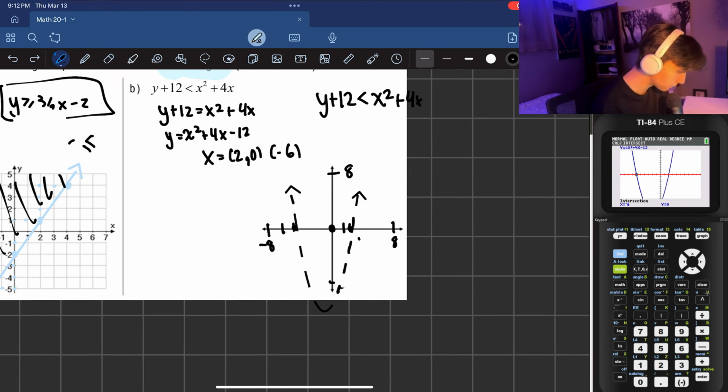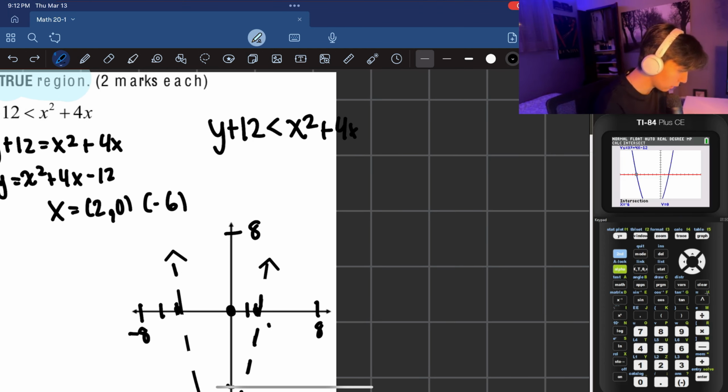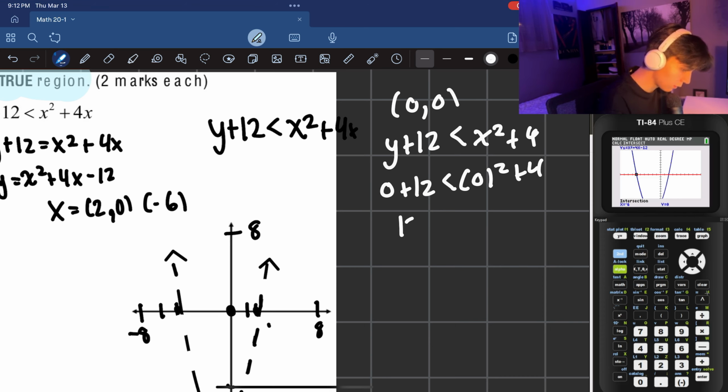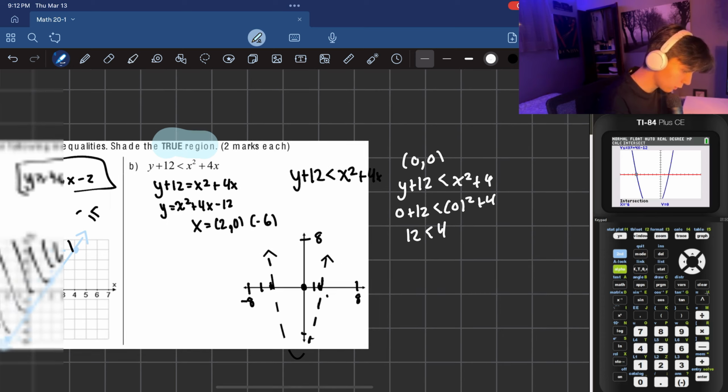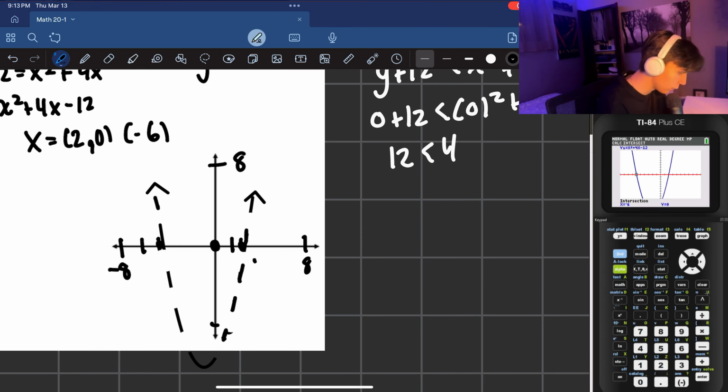So we have 0, 0. And 0, 0 is going to be above our line here. So let's just plug in our 0. We have y plus 12 is less than or equal to x squared plus 4, and we have 0, 0. So we have 0 plus 12 is less than 0 squared plus 4. 12 is less than 4. Is this true? 12 is not less than 4, so it's going to be false.